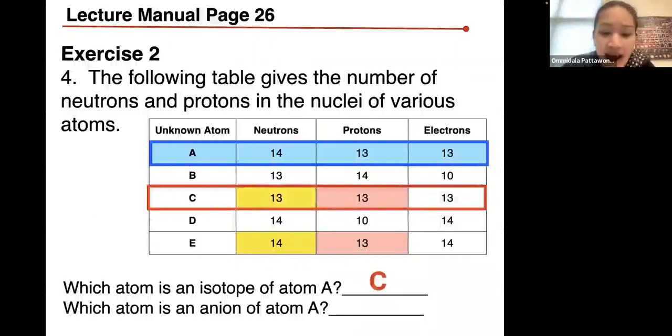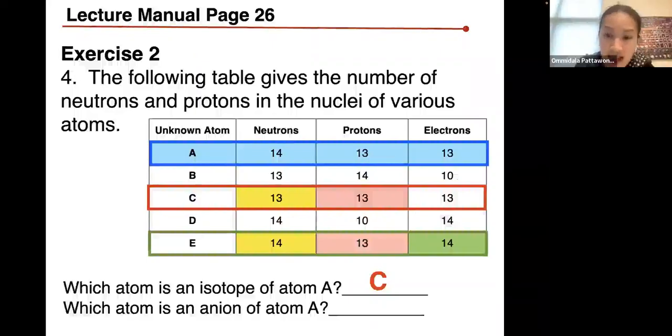Now, what about an anion of atom A? An anion of the same type of atom will have the same number of protons but a different number of electrons. If you look at E, you will see that E contains the same number of neutrons and protons as A, but A and E have different electrons. So the answer for the anion would be E, because E contains one more electron than A. That means E is an anion of A because it gained electrons.